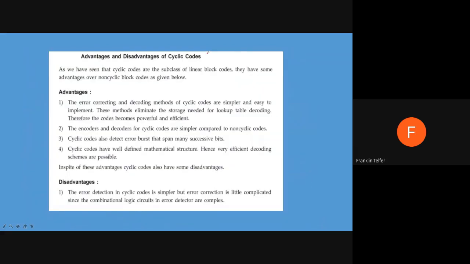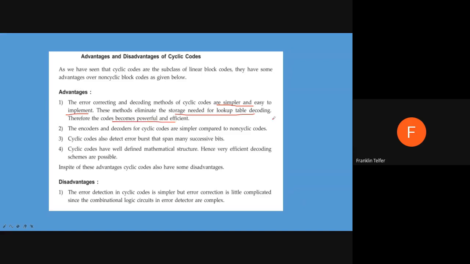Advantages and disadvantages of cyclic code. We have seen the cyclic code is a subclass of linear block code, and there are some advantages over non-cyclic block codes. The error decoding methods of cyclic codes are simpler and easier to implement. You can directly implement it in flip-flops in a chip. The computation is also very easy, because instead of using a matrix, we go for polynomial representation. This method eliminates the storage needed for lookup table decoding. Therefore the code becomes powerful and efficient.